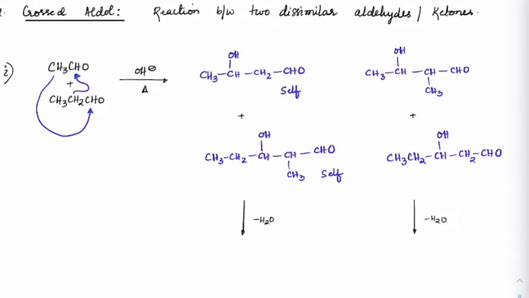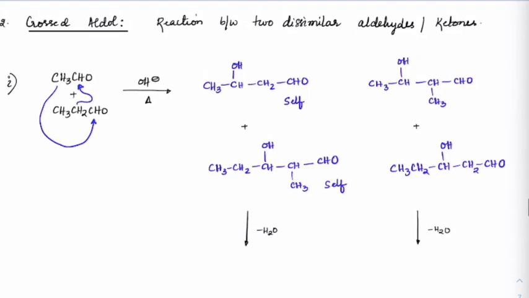Now, if you observe properly here, this is a chiral center, and here if you check out, this is a chiral center and this is a chiral center, and here also this is a chiral center, this is a chiral center, and this is also a chiral center, which means you have a lot of products forming actually. You will see two self products forming here, four cross products forming here.